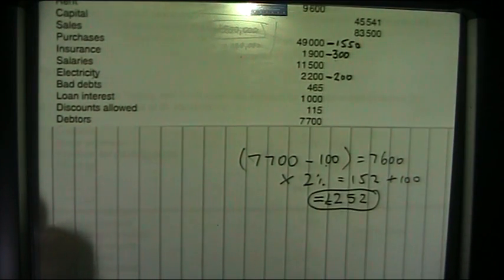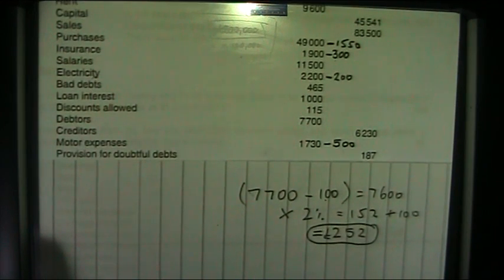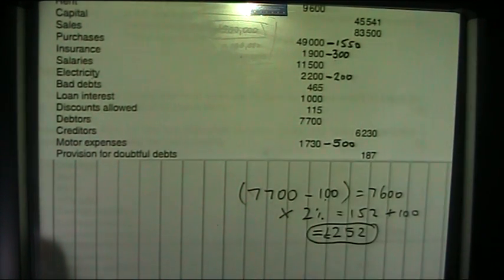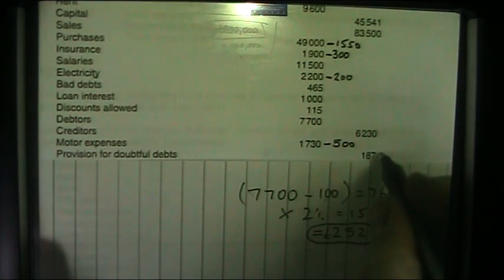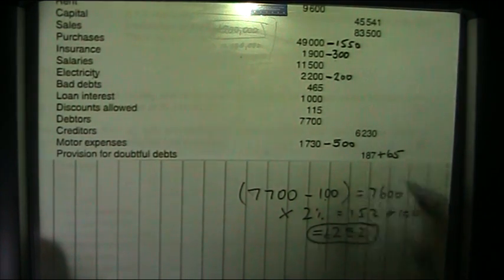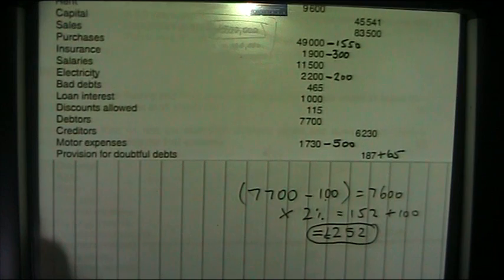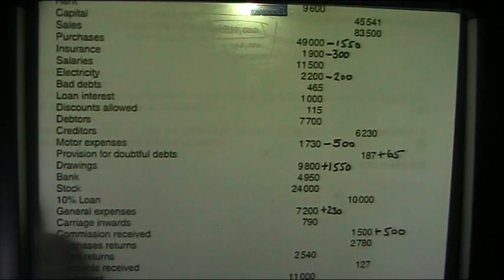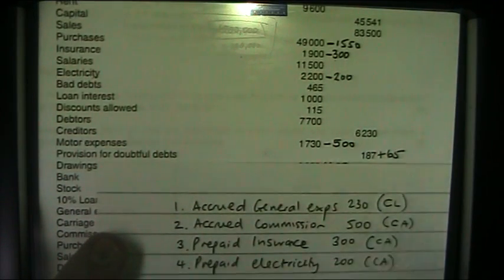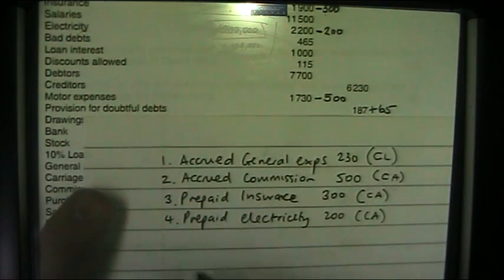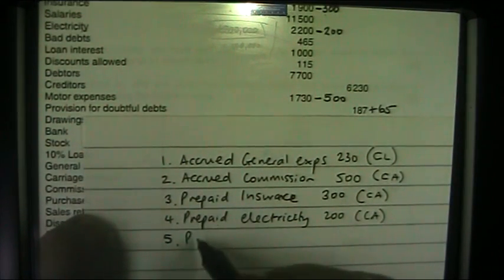So I've got 252. So what's currently in my provision for doubtful debts? Oh, there it is there, 187. So what you have to do is make the 187 up to 252. So how much has it gone up by? Well, 252 minus 187 equals 65. So I want to add 65 to my provision for doubtful debts. Remember, that 65 is what it's gone up by. Whenever your provision for doubtful debts goes up, it's an expense. We've just seen there our provision for doubtful debts go up by 65. So I'm going to put that on my list here. Number 5, doubtful debt.